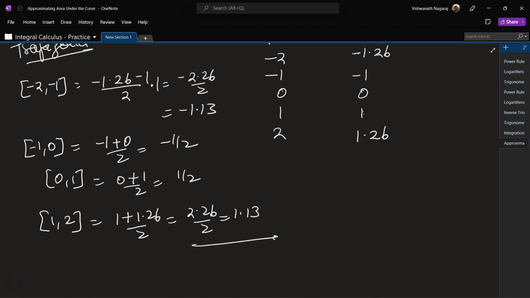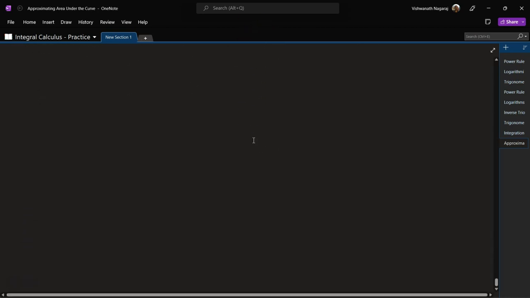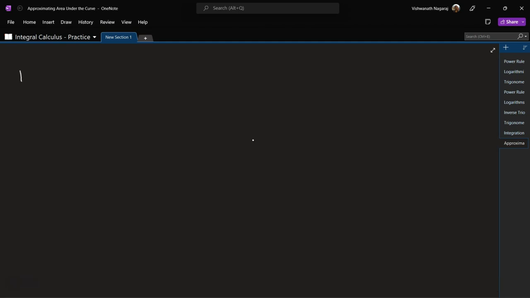Okay, so if we add up all these, we get 0 as the area. But if we take the absolute values, the area would be 3.26. Okay. So that was the 16th one.